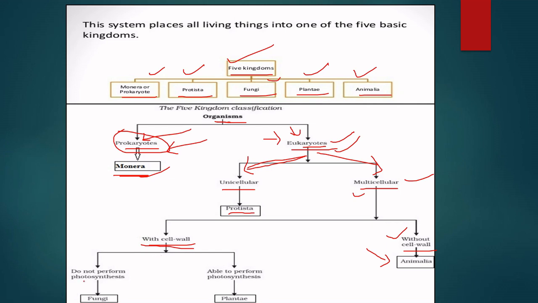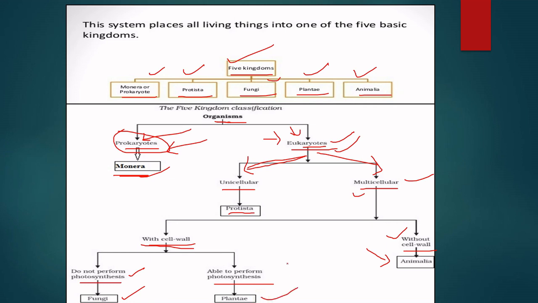And then the multicellular eukaryotic organisms, if they have a cell wall, are classified on the basis of photosynthesis. If they do not perform photosynthesis, then they are placed in the Fungi group, and if they perform photosynthesis, then they are placed in the Plantae group.